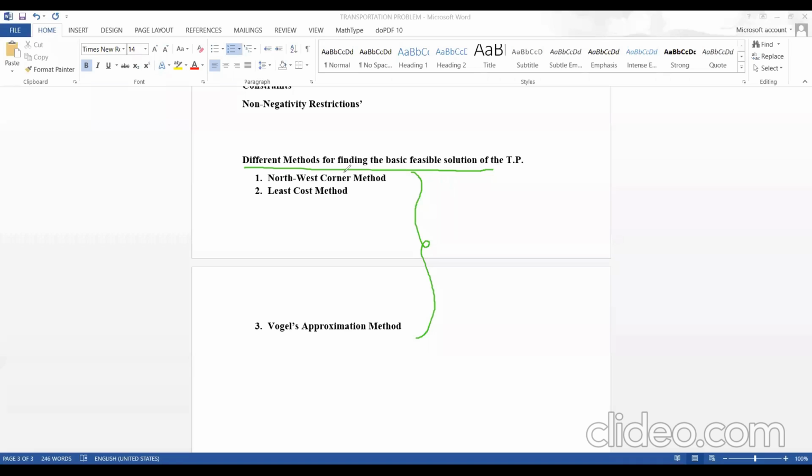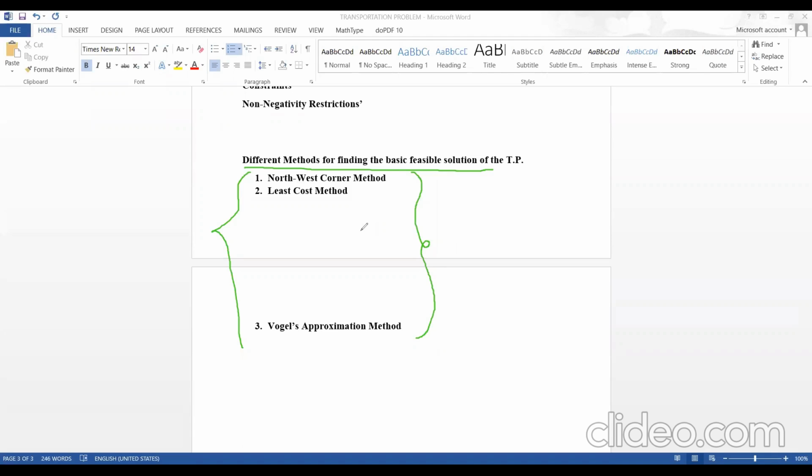But all these methods will not give you the lowest transportation cost. The same problem can be solved from these three methods, but your answer will differ from each method. So you are getting, no doubt, a feasible solution, not the exact solution, but that feasible solution you are getting.